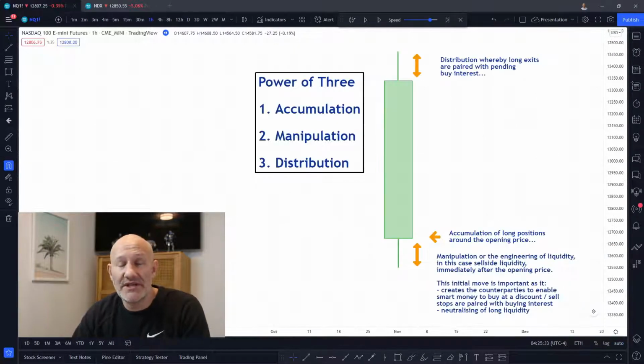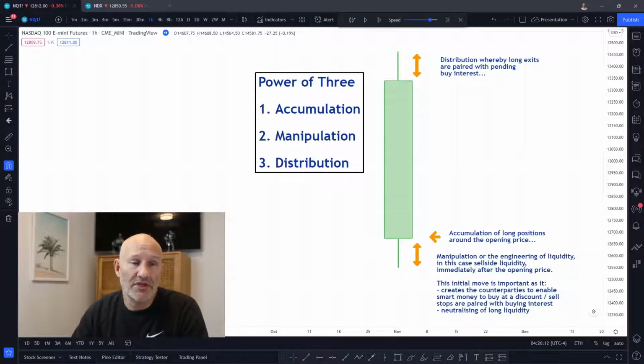Before we go into any more detail about our setup on the NASDAQ, this is a good time to talk about the power of three. We're not going to go into a lot of detail about it here. We're just going to talk about the bullish version, and I might do a more detailed video on the power of three at another time.